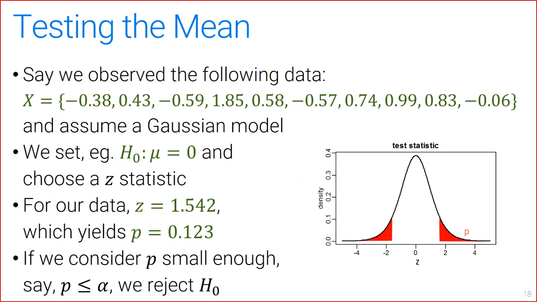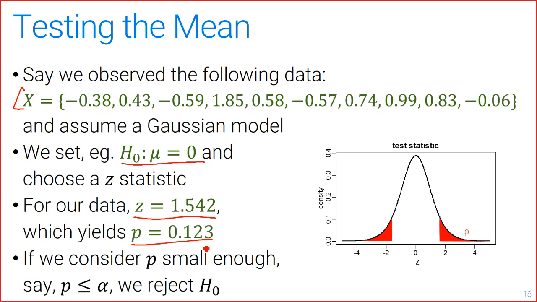So in the case of testing the mean, again, let's say I collect some data, these 10 observations. I'm going to assume a Gaussian model. I set my null hypothesis as the mean in the population equals 0. Then I choose the statistic, and this is the value of the statistic. So this is quantifying how extreme my data is. And then I get the p-value, which is 12%.